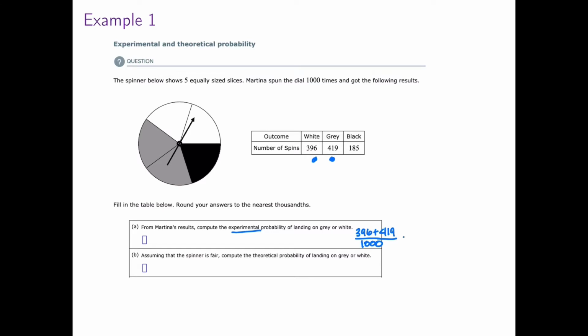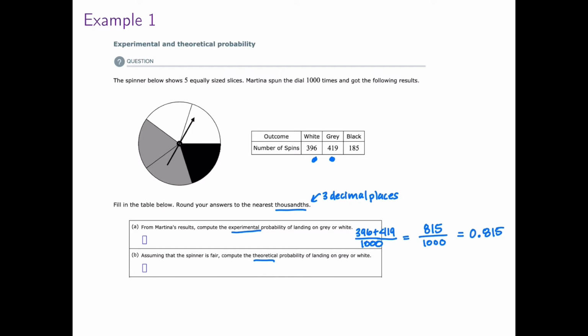So what does that equal? 396 plus 419 is going to be 815. So 815 out of 1,000 is the experimental probability. They've asked us to round to the nearest thousandths place, so that is 3 decimal places. And notice that we're already in thousandths, right? 815 thousandths is our fraction, so this is an easy one to convert over, even without a calculator. It is 0.815.